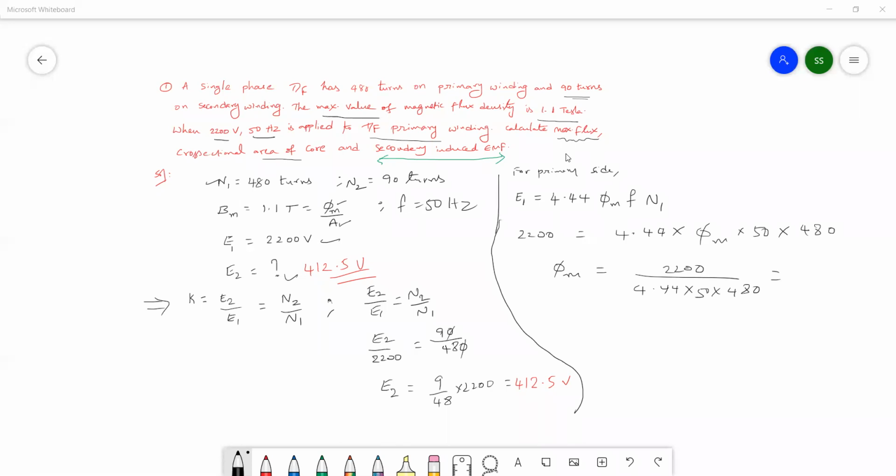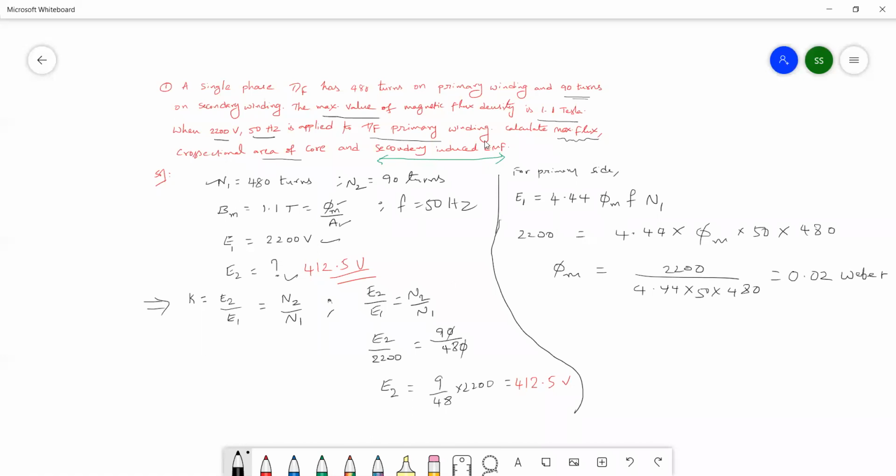Calculate and tell me the value of maximum flux phi m. Do it in calculator and tell me the answer. 0.0206. 0.020. Okay, 0.02. We can conclude that as 0.02 Webers.